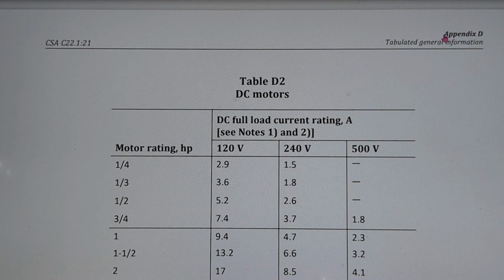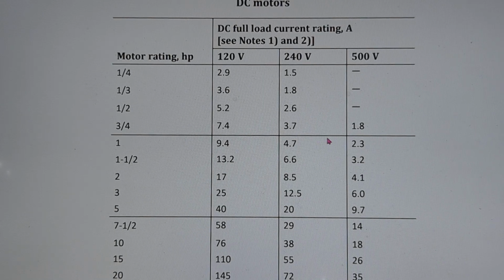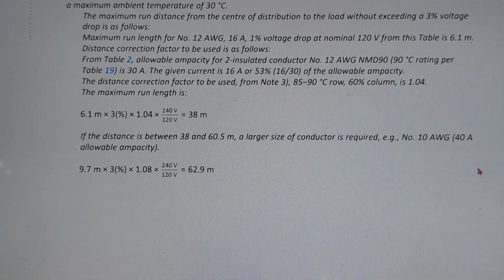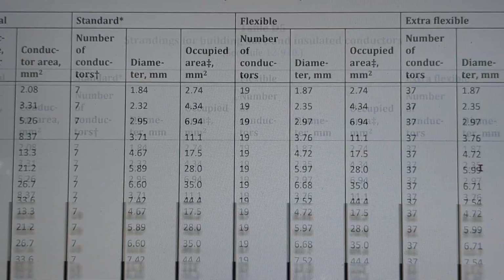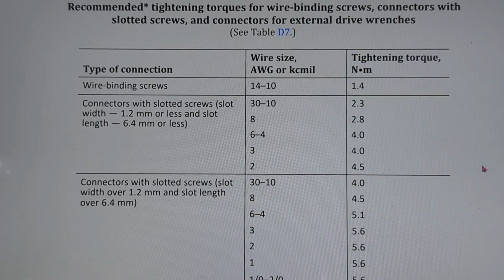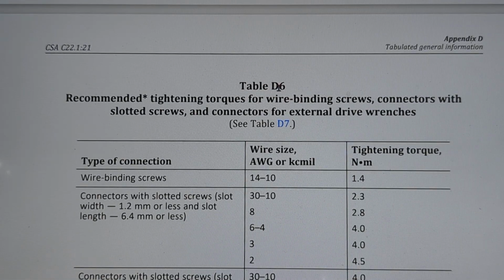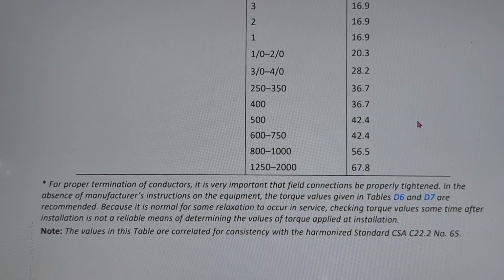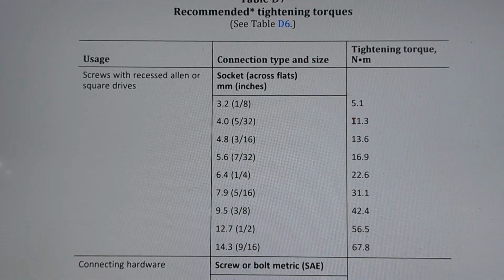Now move on to appendix D, table D2. This is for DC motors. So this is also very important. And now table D6 and D7. One question from this is a must. Torque, D6 and similarly D7. So these are the tables.